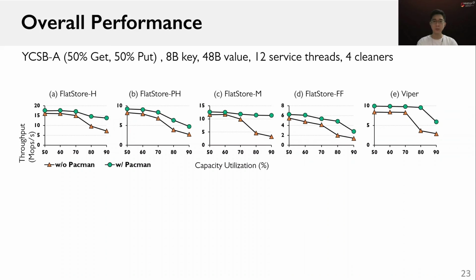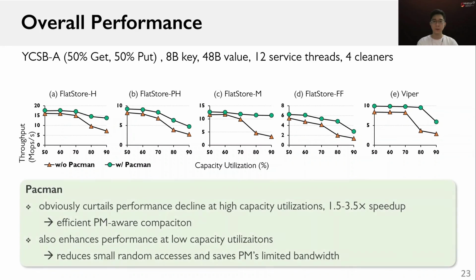These figures show the overall performance under a typical YCSB-A workload, which is the same evaluation we showed in the motivation. We evaluate these systems with small value sizes, which are common in production KV workloads. In these figures, the x-axis is the capacity utilization, and the y-axis is the throughput. From the figures, you can see that Pacman obviously curtails the performance decline at high capacity utilizations and achieves 1.5 to 3.5 times speedup.